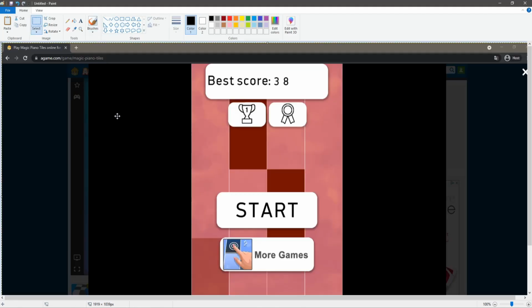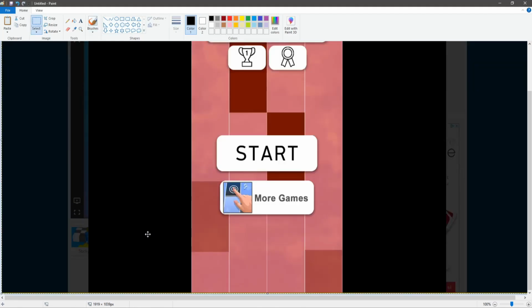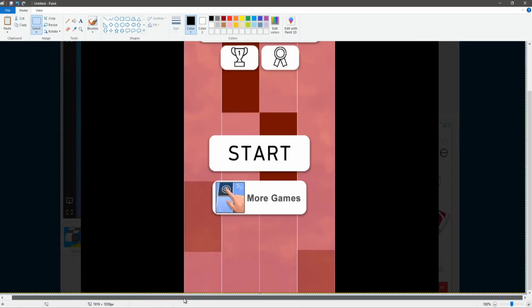Our bot will work by capturing part of the screen and determining whether there is a black box or not. Therefore, we need to define the part of the screen that we want to capture, because capturing the entire screen would be very inefficient.